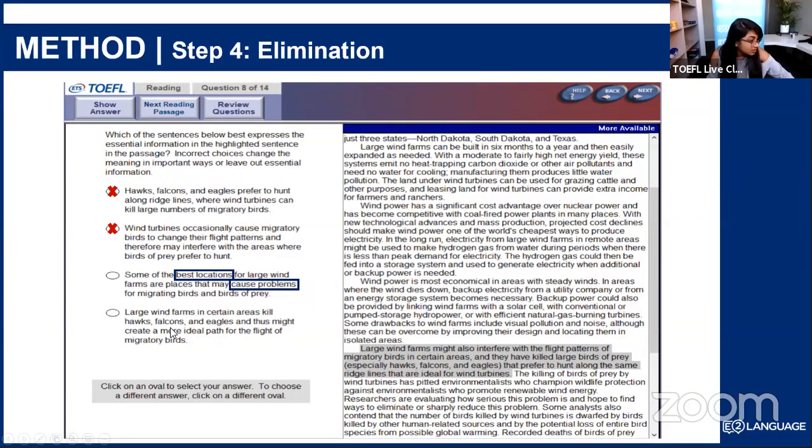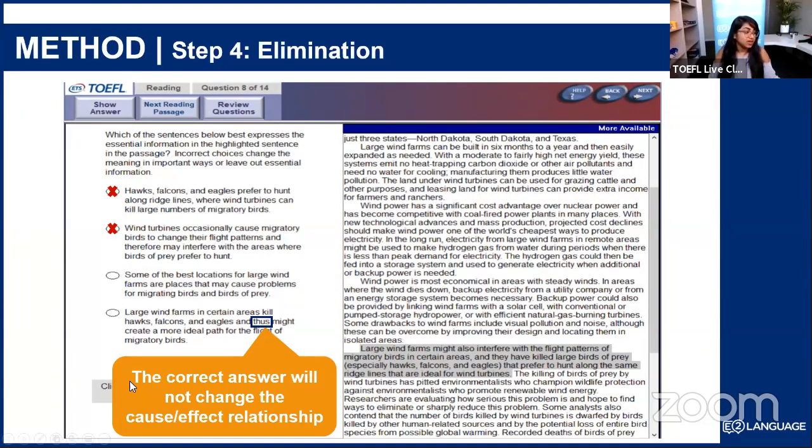So here we have large wind farms in certain areas kill hawks, falcons, and eagles and the flight of migratory birds. I don't think that's what it says. Here it says that because large farms are usually built along the lines where large birds prefer to hunt, they also interfere with the flight patterns. So it's not that one thing causes the other. It's not that because there'll be no birds of prey, migratory birds will choose that path. So again, it's changing the cause and effect relationship. So remember that the correct answer will not change the cause and effect relationship. So this one did. So this one's not the correct answer.